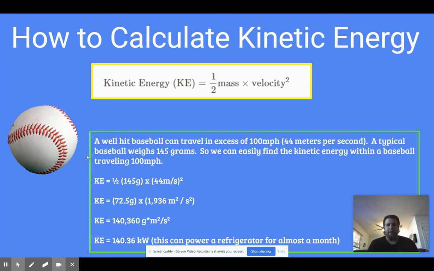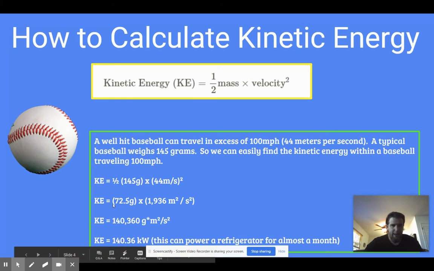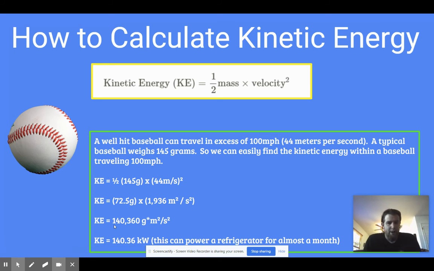So we can easily find the kinetic energy within a baseball traveling 100 miles an hour. Maybe this was thrown, maybe it was hit off the bat, but if the baseball is traveling 100 miles an hour, I take that formula and say half of the mass, so 1/2 of the 145 grams, times the velocity, which is 44 meters per second, and I square that. If I do that, I get 72.5 times 1,936. Those two together give me 140,360 grams times meters squared over seconds squared.